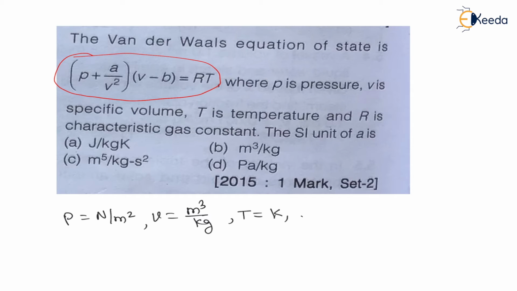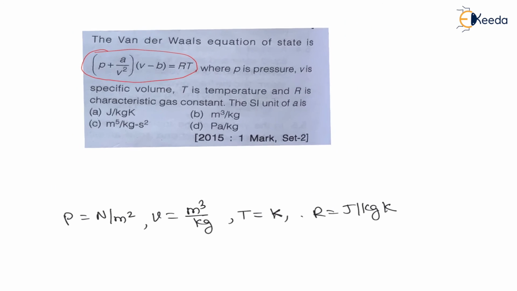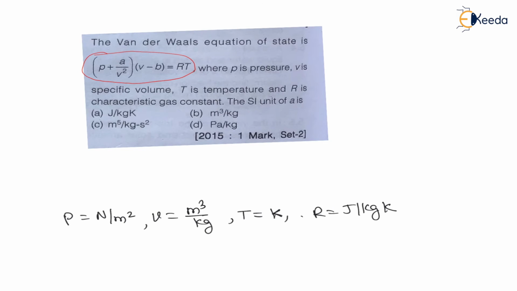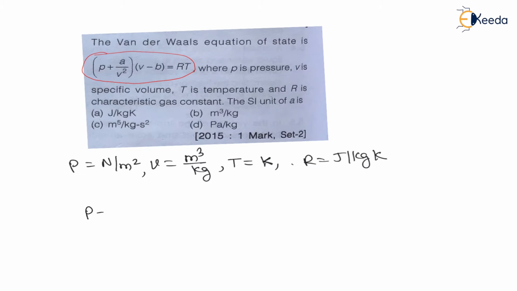Therefore the unit of R, that we have already seen in basics, is joule per kg Kelvin. Now, what will be the SI unit of A? They are asking this, and they have provided a few options. My dear students, here we are going to find this unit. The equation is (P plus A by V square) into (V minus B) is equal to RT.